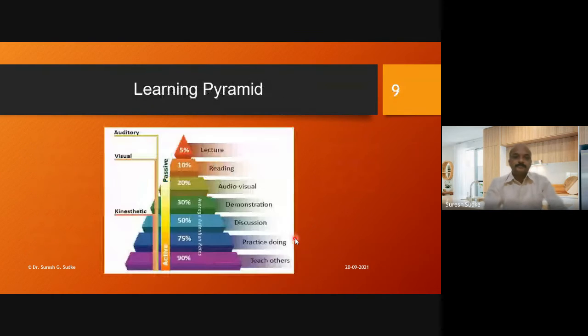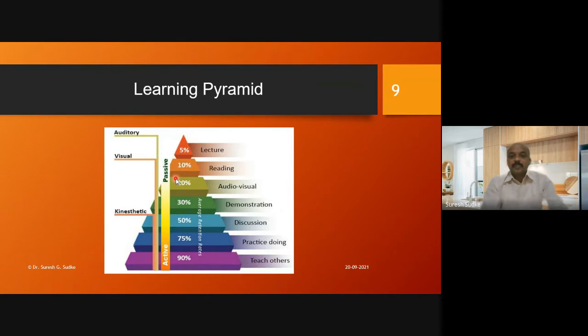When we see the learning pyramid, traditionally in lecturing, the retention of knowledge is only 5%. By reading books as well as literature, the retention of knowledge is only 10%.